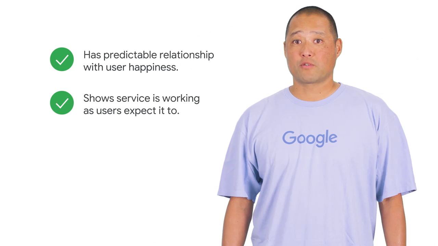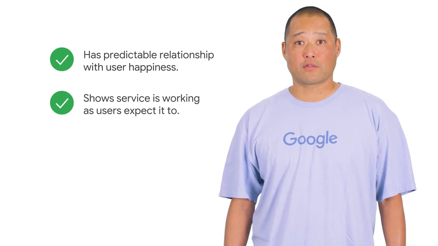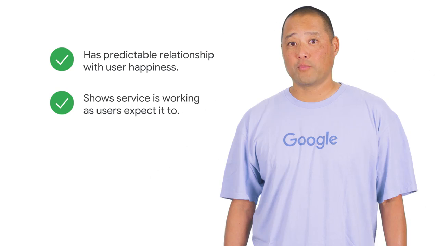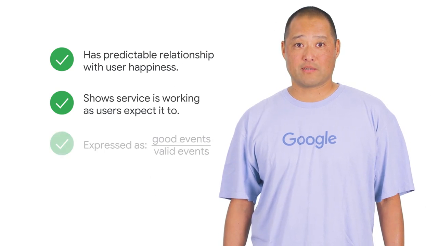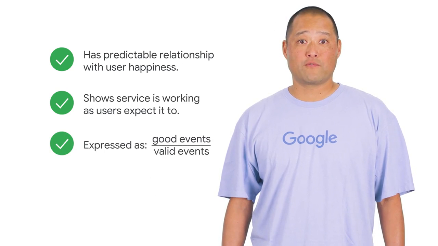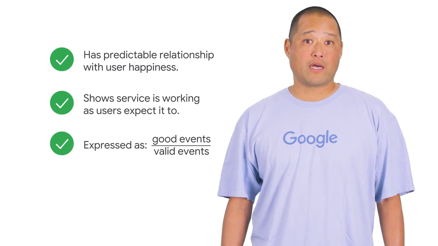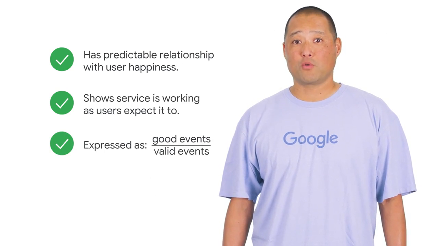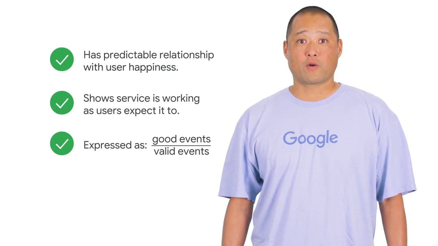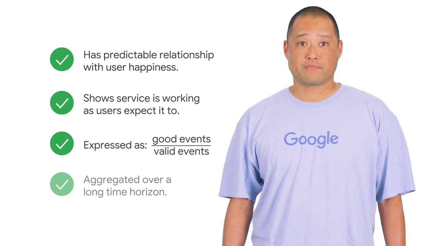One of the core assumptions we're making is that when we violate our user expectations, they become unhappy. So the closer we can get to directly measuring our performance against those expectations, the more accurate our SLI will be as a measurement of user happiness. We also recommend that an SLI should be expressed as the ratio of two numbers, good events divided by valid events, to give a value between 0 and 100%. This is the SLI equation, which we'll cover in more detail in the next lesson.